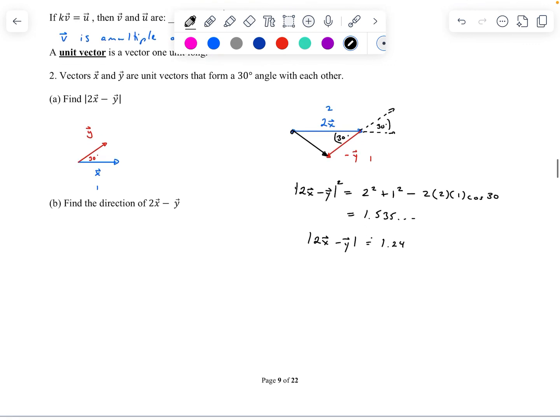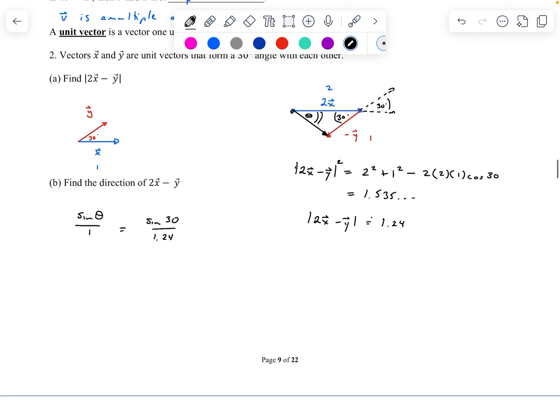Find the direction of 2x minus y. So it's asking me to find this angle. 2x minus y is going in that direction. That angle is going to tell me where it starts, where it finishes. So I'm going to use the sine law. I'm going to say sine theta over 1 is equal to sine 30 over 1.24. And I'll put that in my calculator, and I'm going to go sine theta is equal to, remember that your calculator has to be in degree mode now, not radian mode.